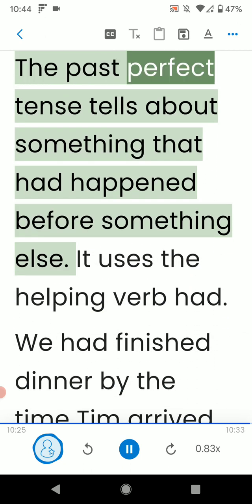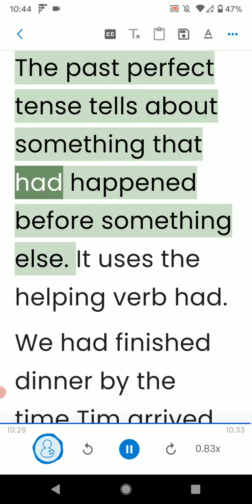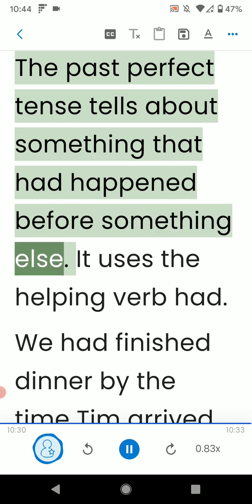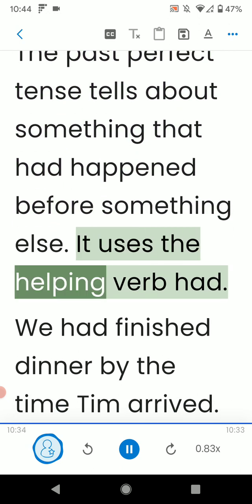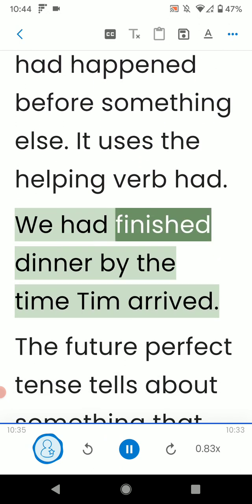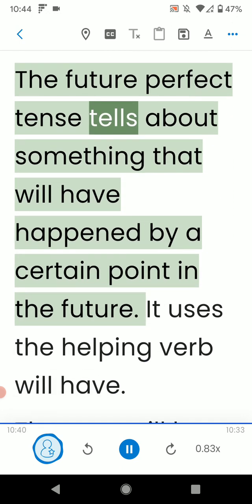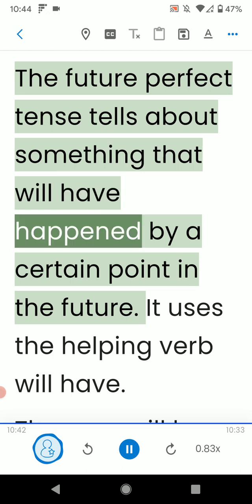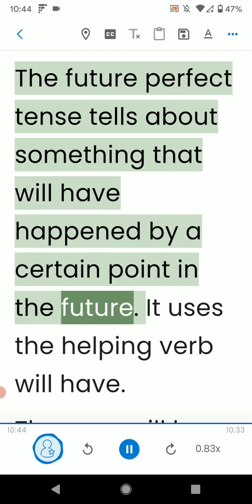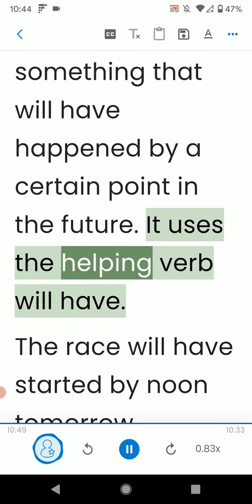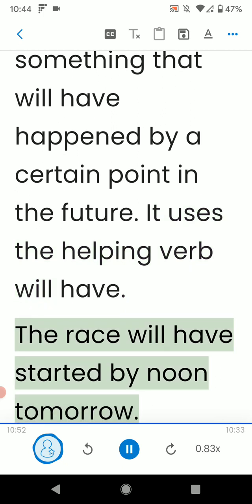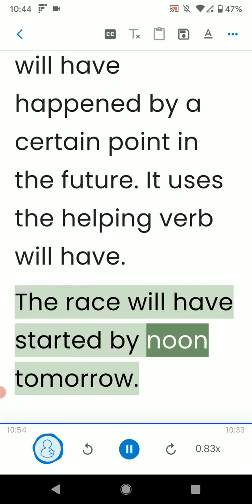The past perfect tense tells about something that had happened before something else. It uses the helping verb had. We had finished dinner by the time Tim arrived. The future perfect tense tells about something that will have happened by a certain point in the future. It uses the helping verb will have. The race will have started by noon tomorrow.